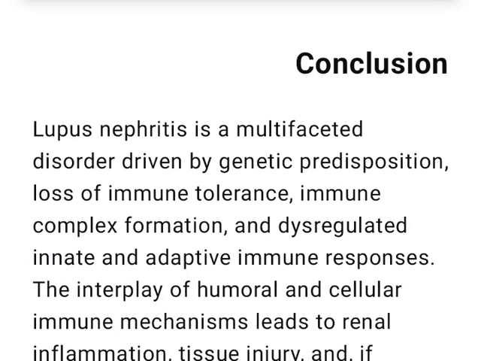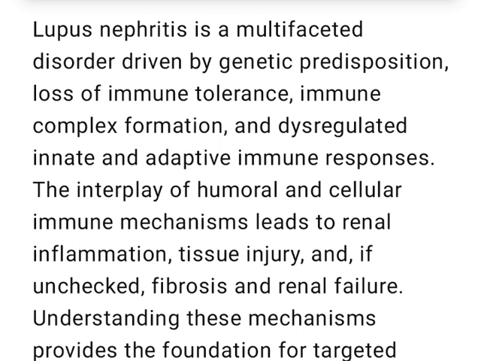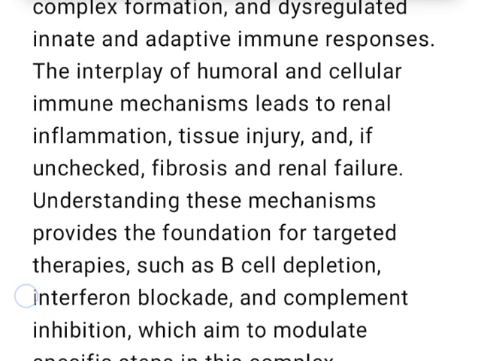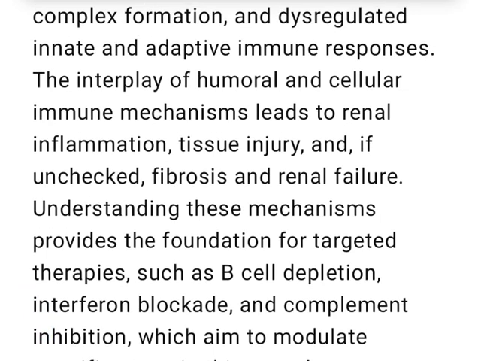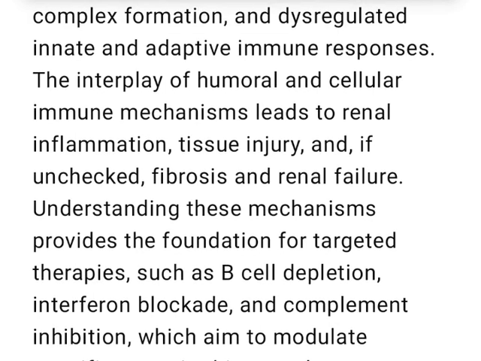Conclusion: lupus nephritis is a multifaceted disorder driven by genetic predisposition, loss of immune tolerance, immune complex formation, and dysregulated innate and adaptive immune responses. The interplay of humoral and cellular immune mechanisms leads to renal inflammation, tissue injury, and, if unchecked, fibrosis and renal failure. Understanding these mechanisms provides the foundation for targeted therapies, such as B-cell depletion, interferon blockade, and complement inhibition, which aim to modulate specific steps in this complex pathogenic cascade.